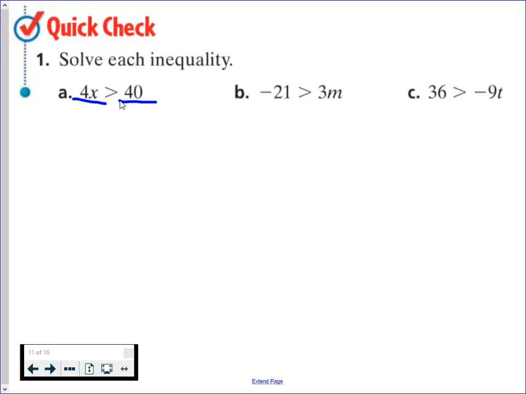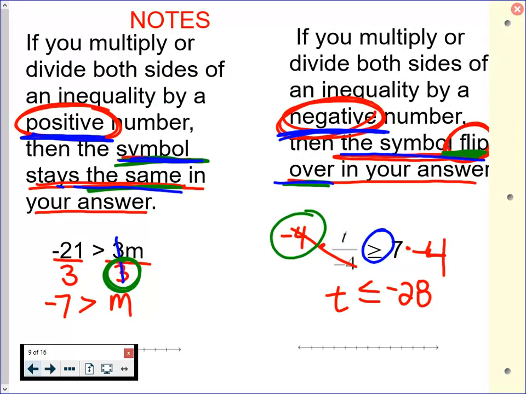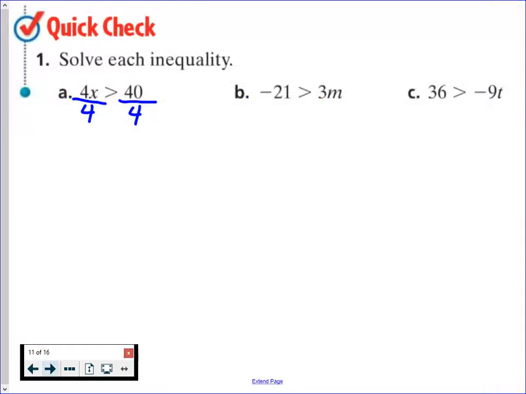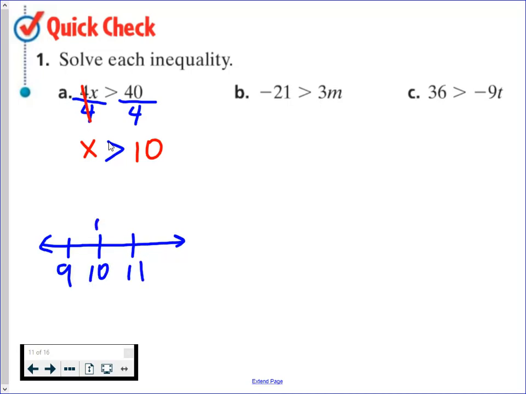This says 4 times x. My job is to divide by 4. I divided by a positive, so the symbol stays the same. x is greater than 10, like 11.